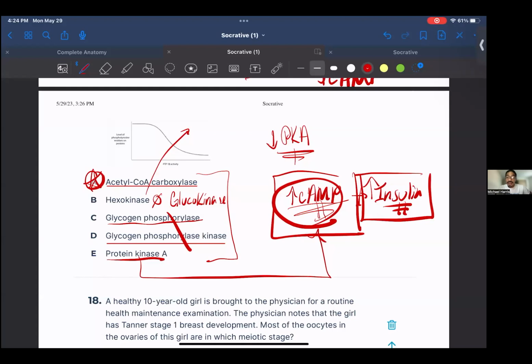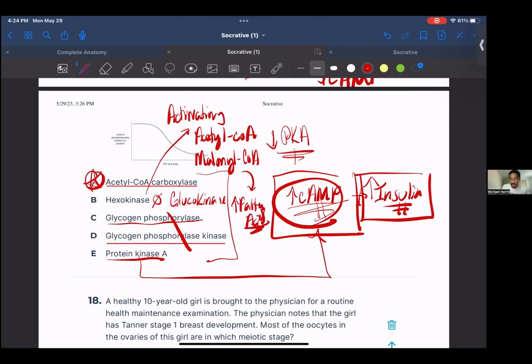What does acetyl-CoA carboxylase do? Moving CO2. So this is a guy that has to deal with activating acetyl-CoA to malonyl-CoA, which then goes to form fatty acids. Okay? That's a function of this guy.